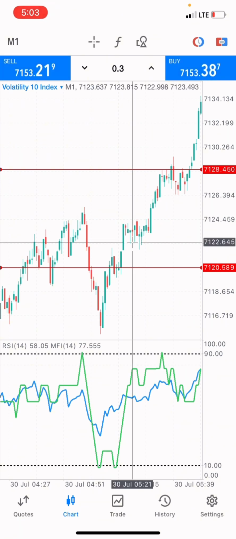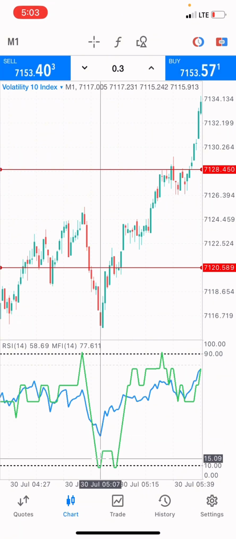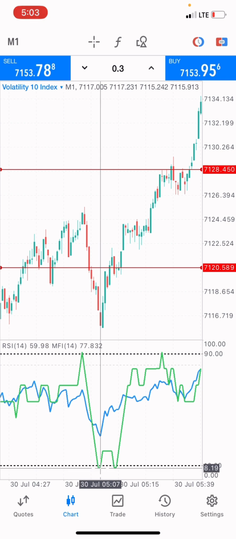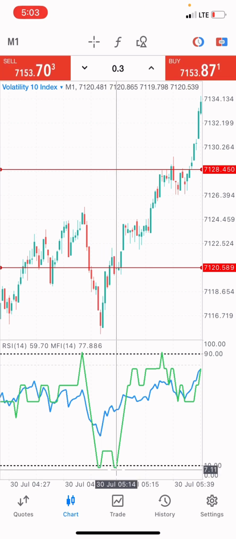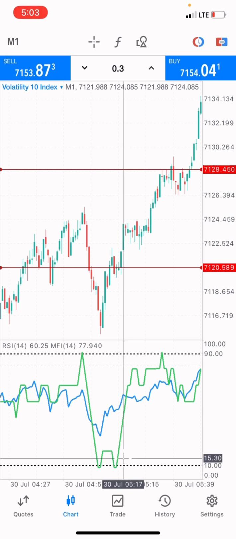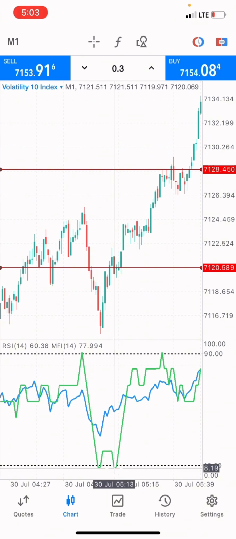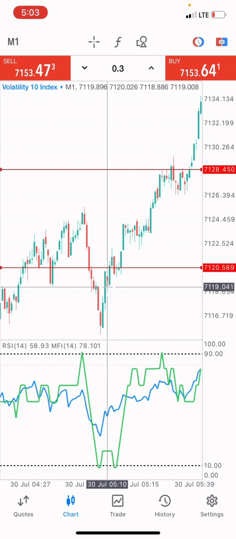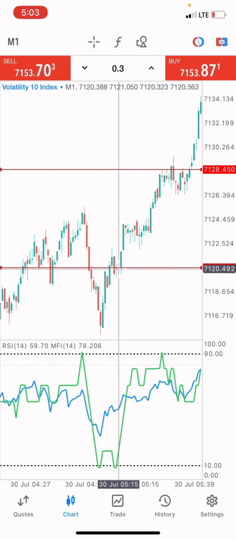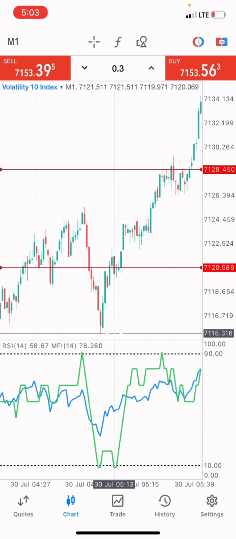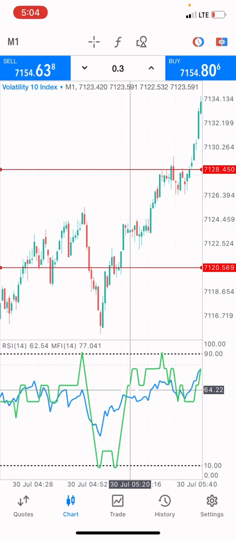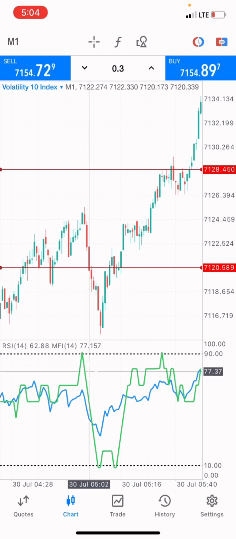Then you see right here at this point the MFI crosses the level 10, you take your green candles. Right here again it crosses the level 10, you take your green candles. Now as you can see, the price action is below this level. So this is a good strategy for the Volatility 10 Index, as you can see right here.